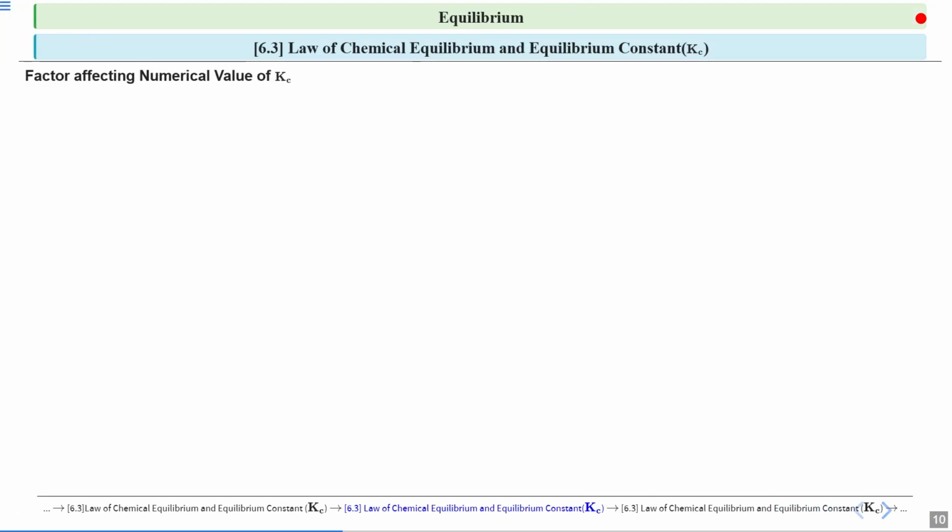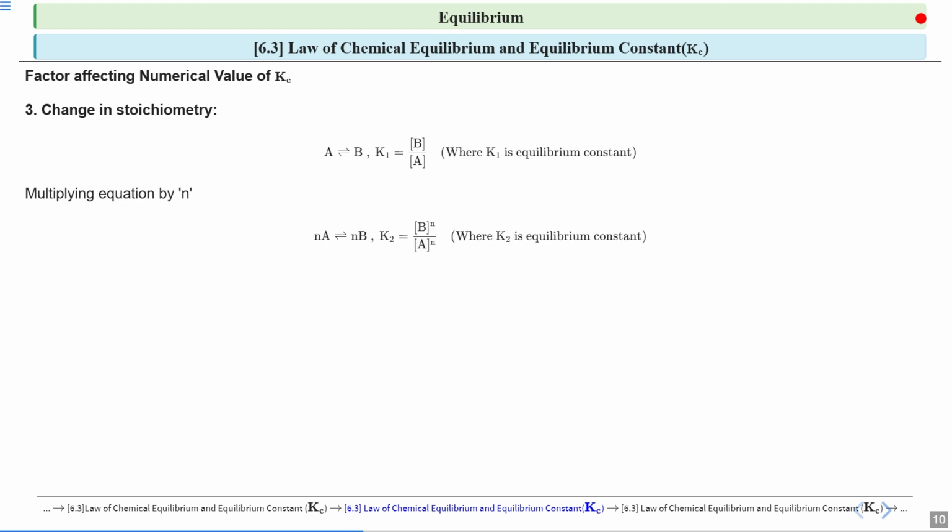Moving on to the third situation, which is change in stoichiometry. How can we change it? Suppose we have again the same equation, A going to B, and for this the equilibrium constant is K1, which is B by A. Now if you multiply this whole equation by n, then what will happen to the equilibrium constant? Your equilibrium constant K2 can now be written as the concentration of B raised to the power n, divided by the concentration of A raised to the power n.